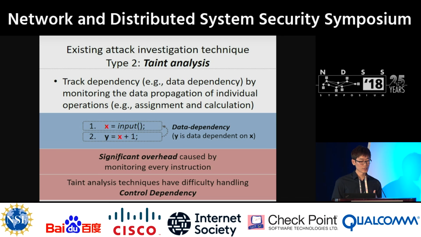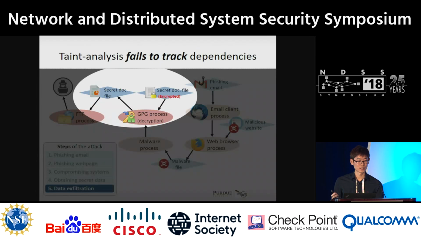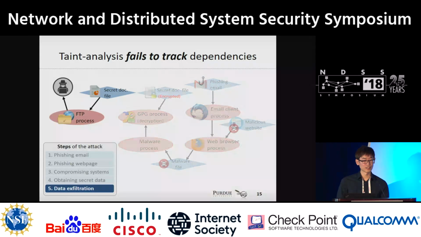And more importantly, taint analysis has difficulty handling control dependencies. In our case, because of the control dependency, taint analysis failed to track the important dependency between the secret document and the GPG process. And this resulted in losing the entire attack chain.